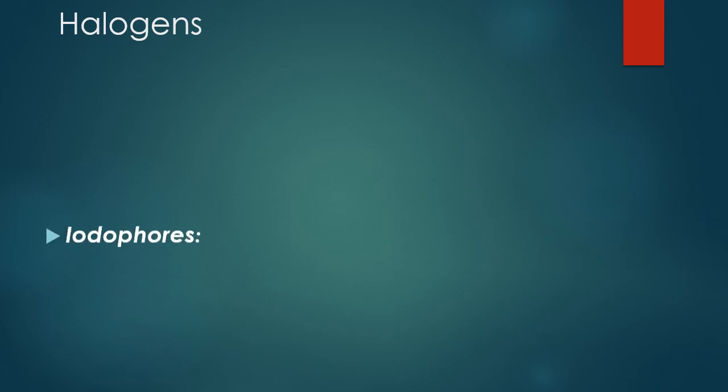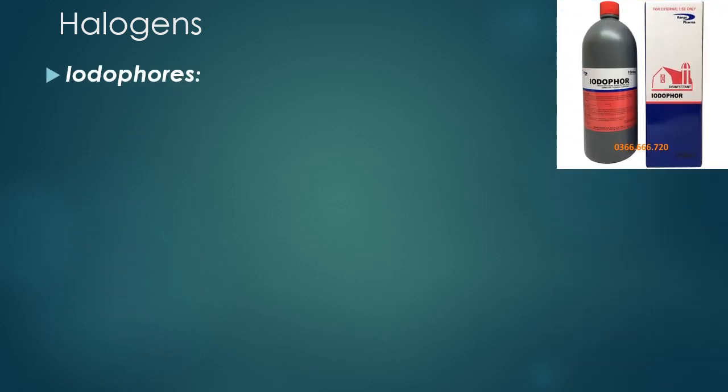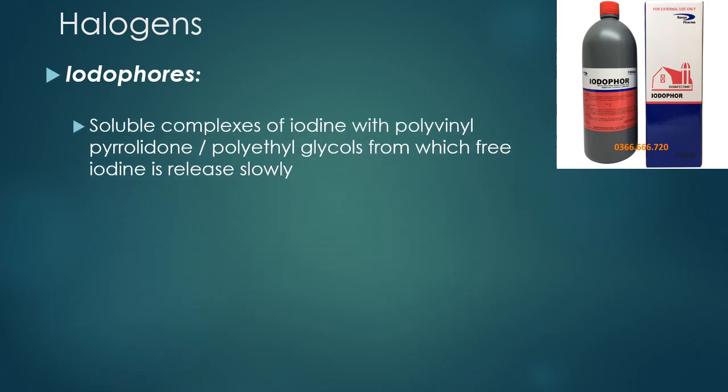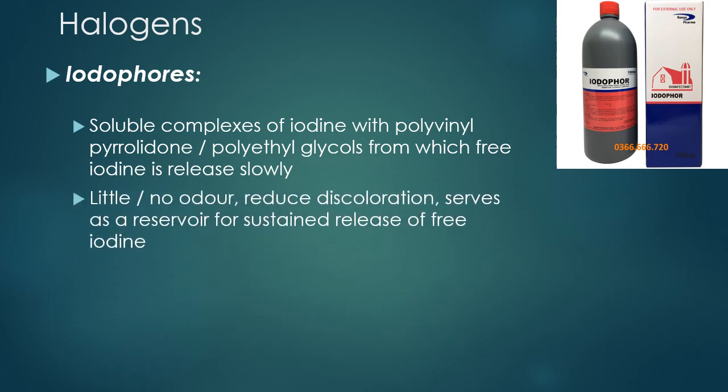After iodine, there are iodophores. Iodophores are the soluble complexes of iodine with large molecular natural polymers such as polyvinyl pyrrolidone or polyethylene glycols, from which free iodine is released slowly. They have little or no odor, reduced discoloration of surface, and also serve as a reservoir for sustained release of free iodine to act with susceptible microorganisms.